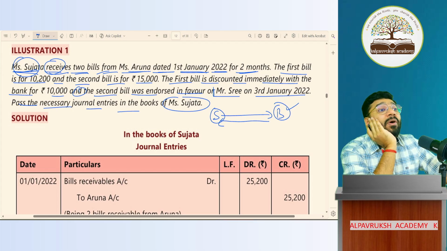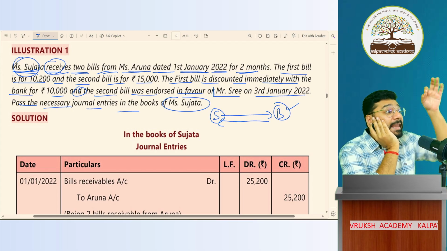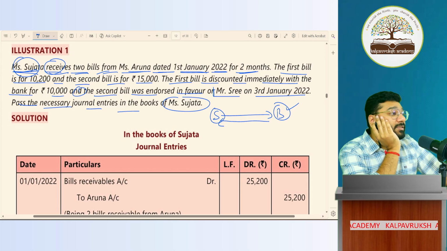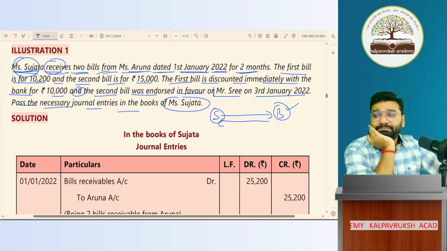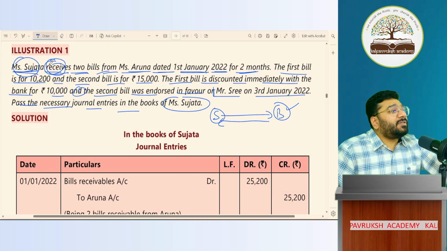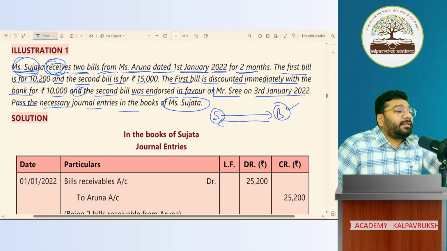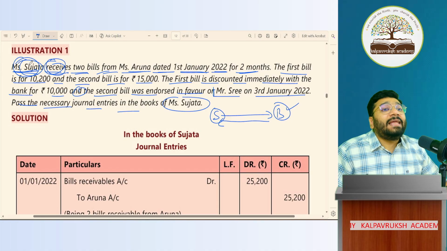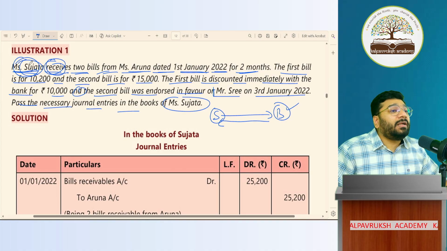Is this a confusing point or not? I'm trying to highlight the point where you can go wrong, where your thought process can take you in two different dimensions. Problem or no problem? Problem. Now which receipt are they talking about? First receipt or second receipt? Always second receipt. Sujata receives the bill means what? After acceptance. A bill becomes a bill when? Only after acceptance. Got it, not got it?